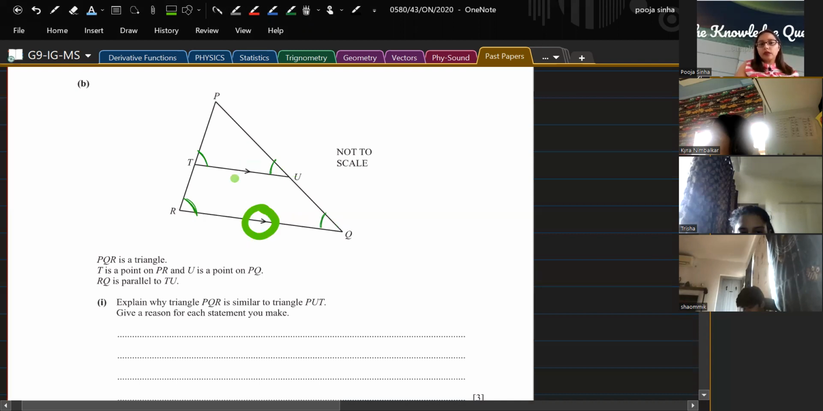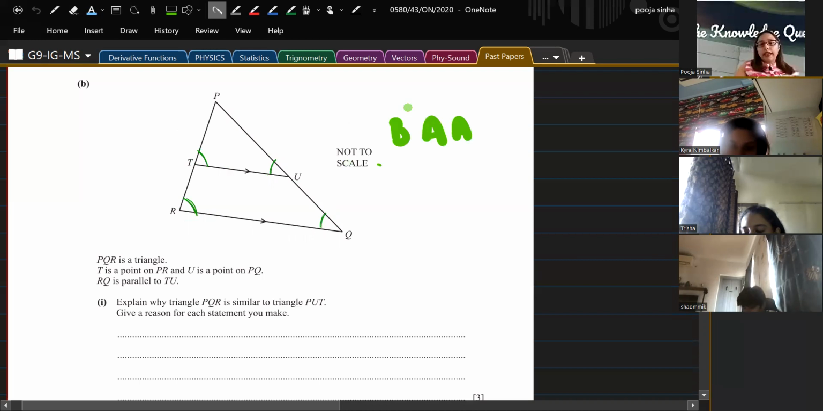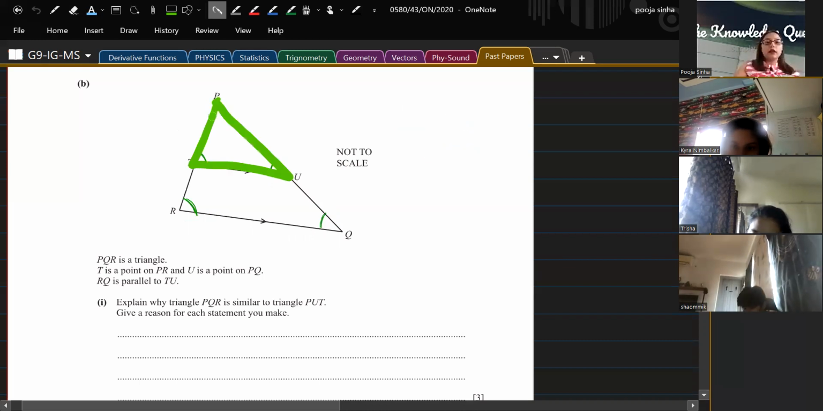Do you see this arrow? That arrow tells me that they are parallel. Clear? So this line is parallel to this line. Hence, this angle is the same as this angle. This angle is the same as this angle. Hence, they are what kind of angles? They are corresponding angles of a parallel line. So corresponding angles are equal. Hence, can I say by similarity, triangle PTU is similar to triangle PRQ.